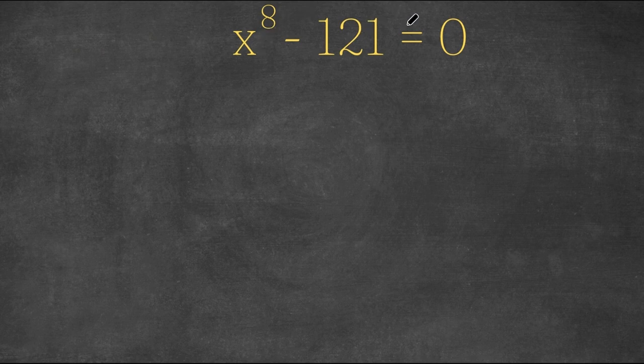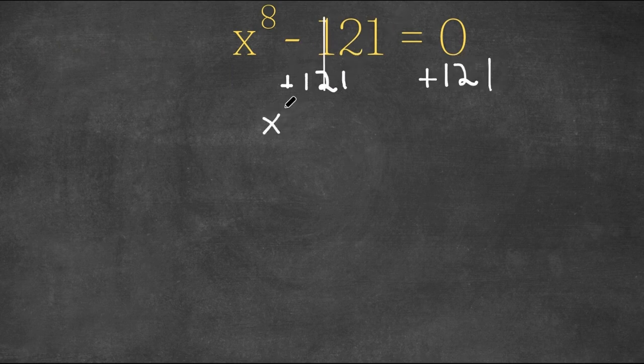What we're first going to do is add 121 on both sides to isolate x. We want to isolate x, so we're going to get rid of the negative 121 on this side. So these two cancel out because 121 minus 121 is 0, so we're left with x to the power of 8 equals 0 plus 121, which is simply 121.